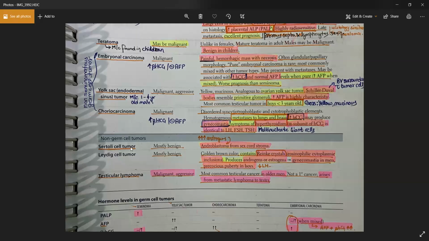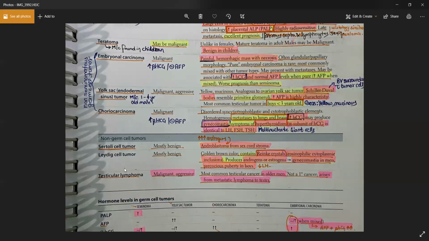And within the cells, you will find some eosinophilic crystals. In case of Leydig cell tumor, you will call them Reinke's crystals. Although you won't need to see this, just know that the patient would be having gynecomastia and hyperandrogenism in this case.